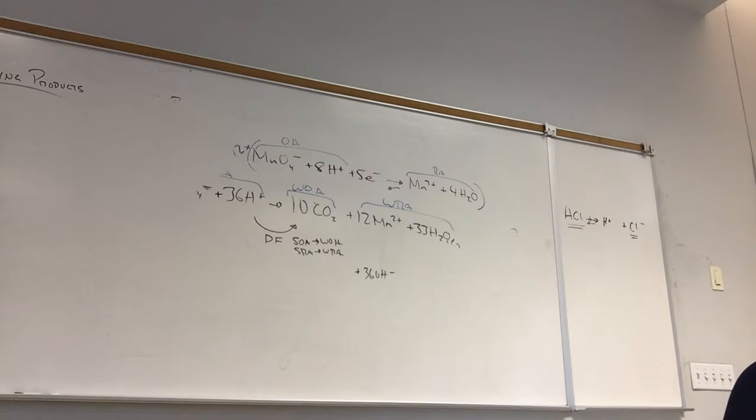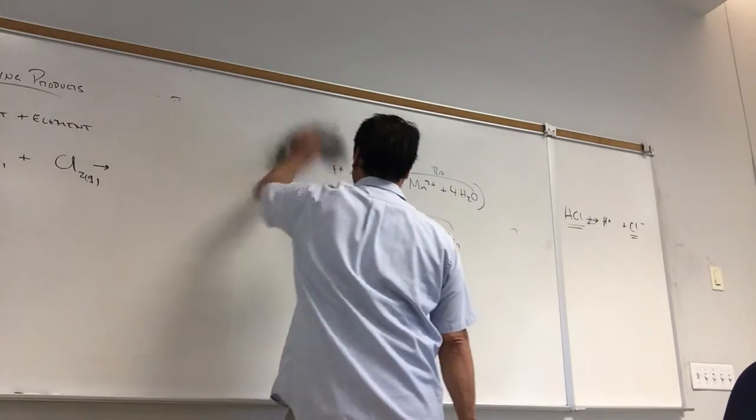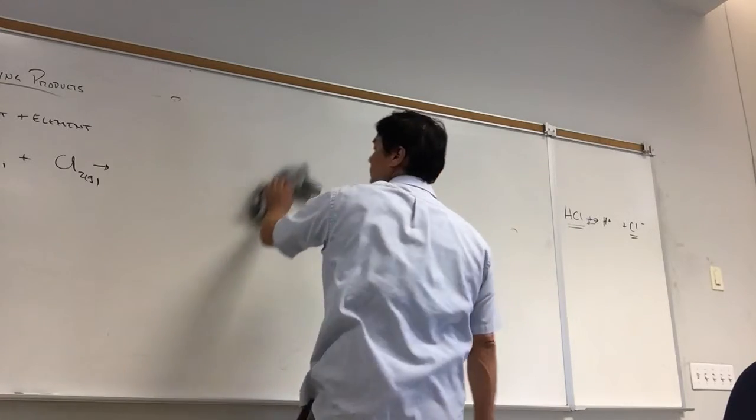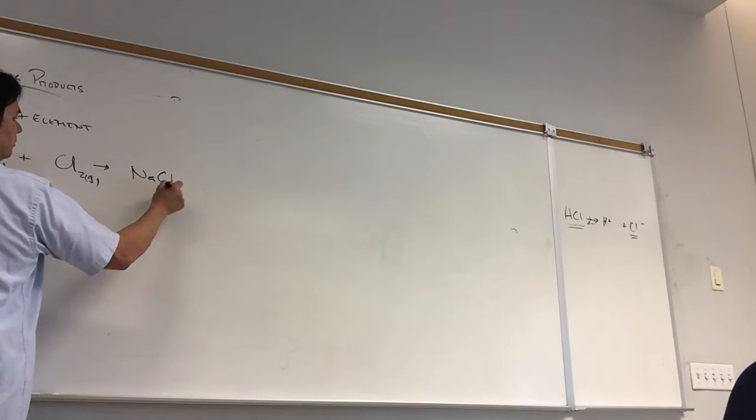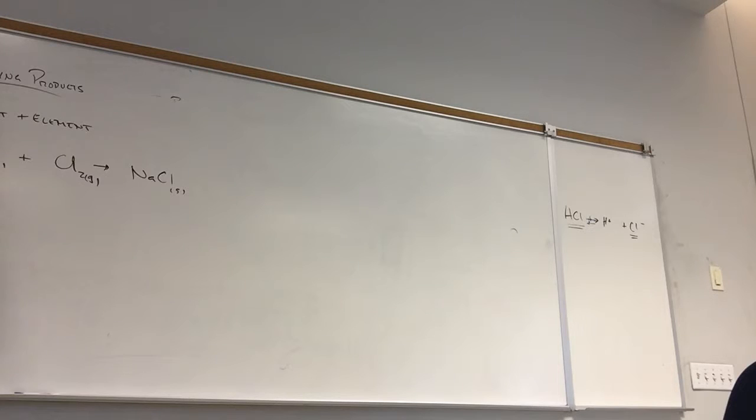Some of these you've already done, like this: element plus element redox reaction. And so we might have sodium element plus chlorine gas, two elements here. What would form if we were to mix sodium and chlorine? Sodium chloride. We need to balance it.